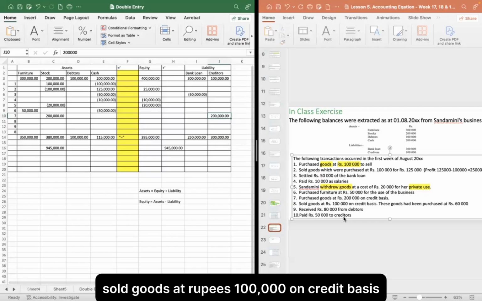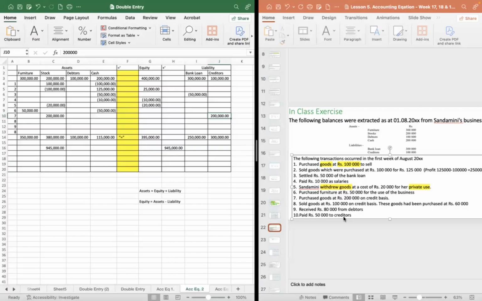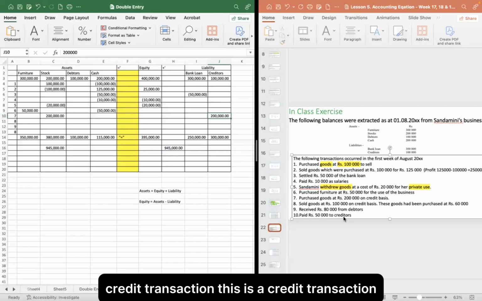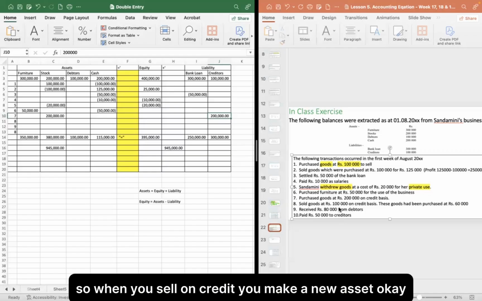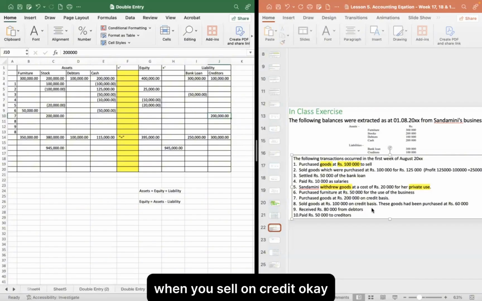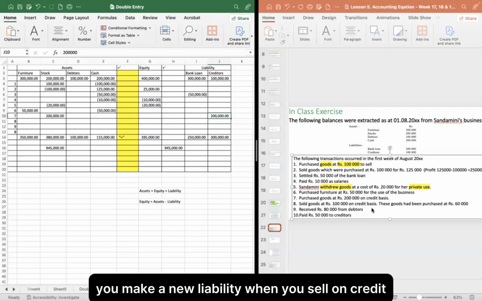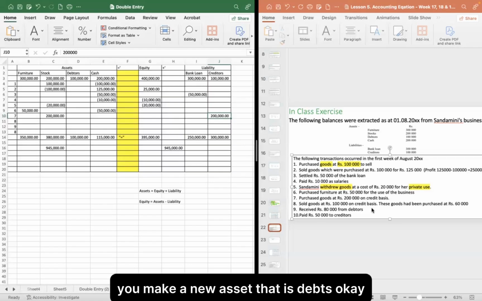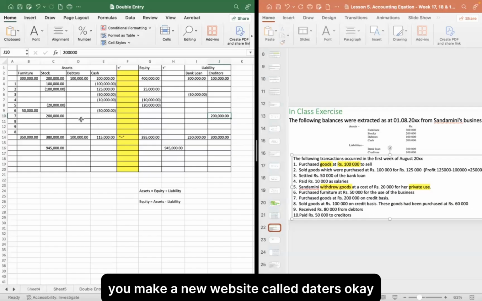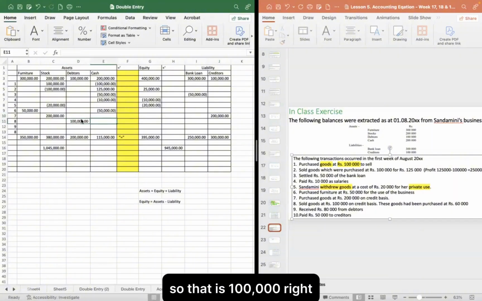Sold goods at rupees 100,000 on credit basis. This is a credit transaction. Settlement is not made immediately. When you buy on credit, you make a new liability. When you sell on credit, you make a new asset, that is debtors. So rupees 100,000, you make a new asset called debtors.